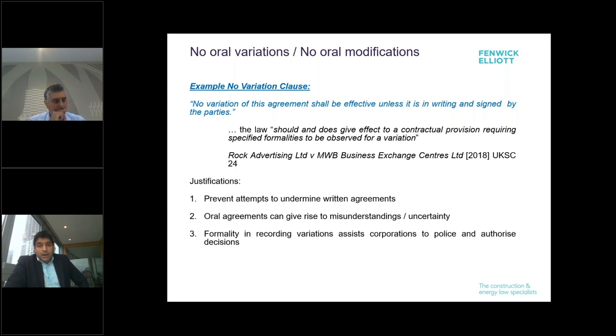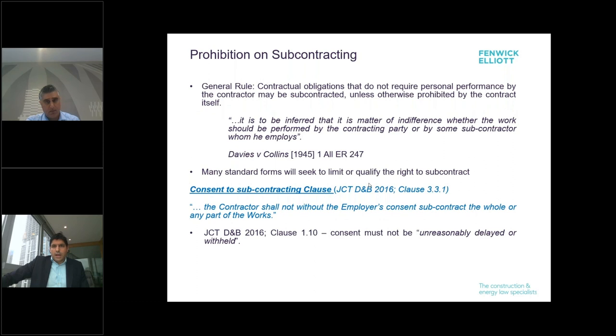They prevent attempts to undermine written agreements. All agreements can give rise to misunderstanding and uncertainty. A central pillar of contractual law is having contractual certainty. And again, at the bottom, they add to formalities in terms of recording and assist corporations in policing and authorising decisions and variations that are made in the contract. So that's all quite difficult to argue against, but it's worth being aware that if you've got these provisions, if you are acting on a variation without it being signed on the dotted line, it is being done at risk, and it would probably be prudent to have a simple template form of document so you can document such variations at speed.